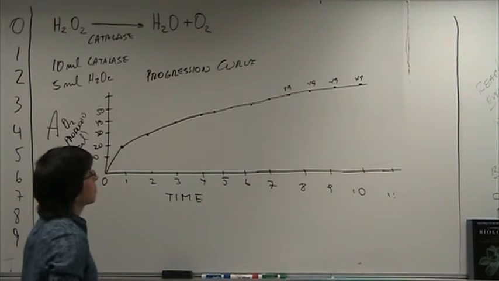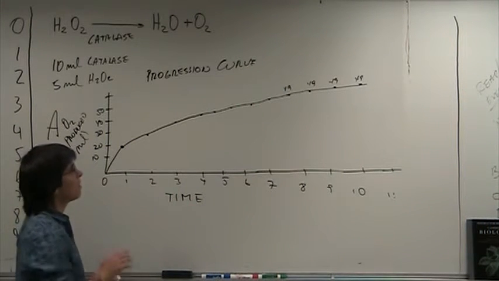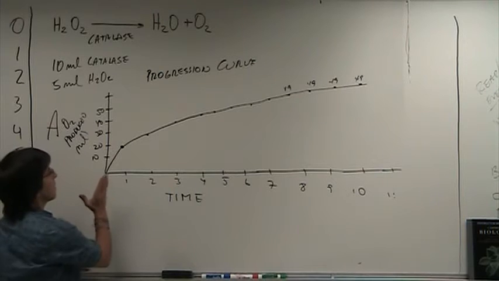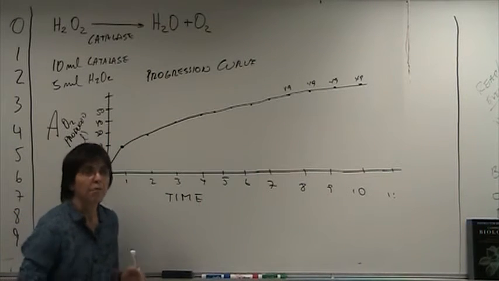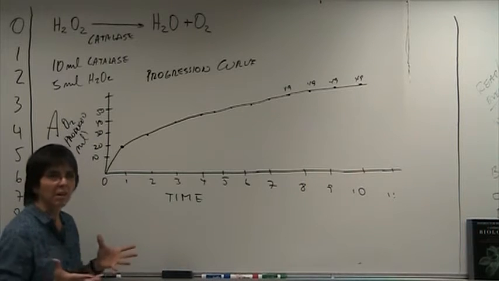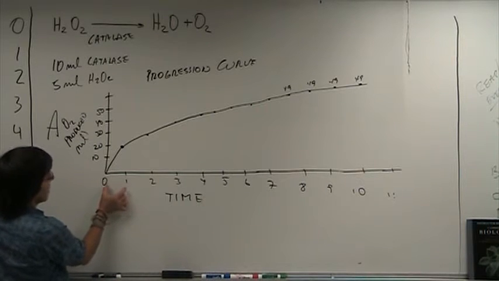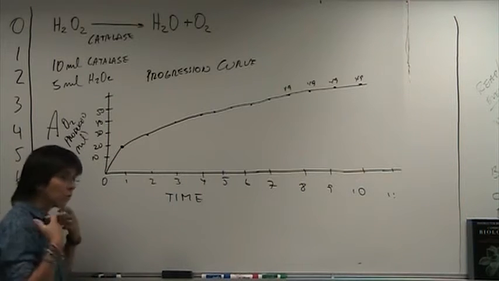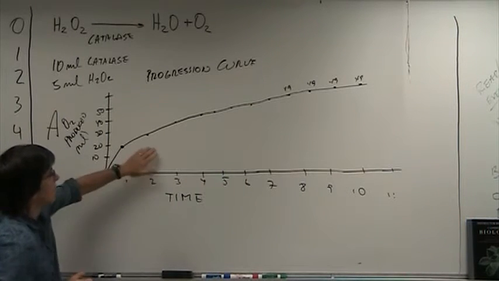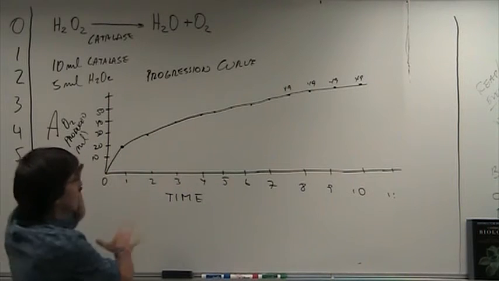So this is what the progression curve is going to look like, and the main point is that at the very beginning is when the reaction is happening the fastest, when the most oxygen is being produced. So in this case, you can say that in the first minute, 20 mLs of oxygen were produced. That's a very fast reaction rate. So this is the baseline that you have.